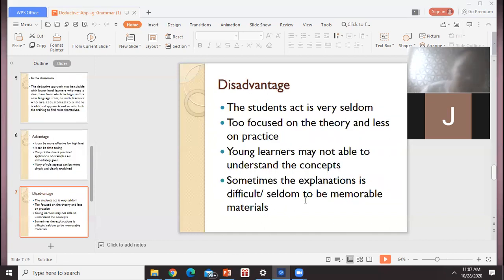The disadvantages: students are seldom able to focus on theory and less on practice, because being teacher-centered, there is a lack of activities that explore the students' capabilities. Young learners may not be able to understand the concepts of the deductive approach. Sometimes the explanation is difficult and seldom memorable.